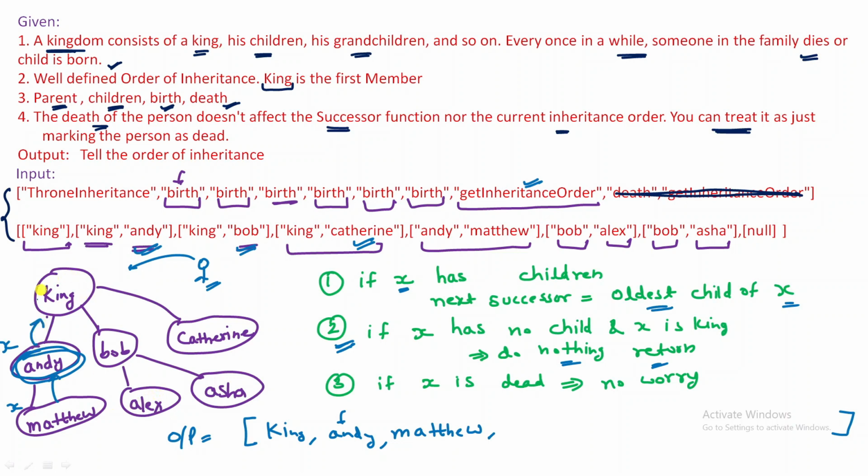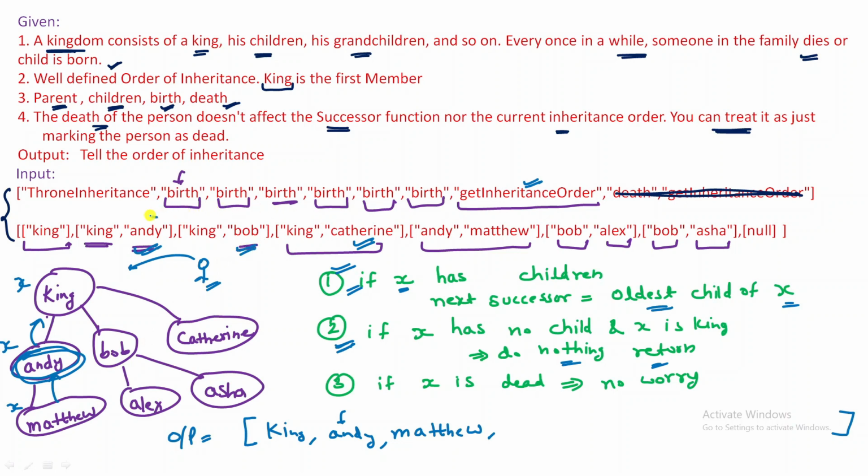Then we came to the king. Now again the same question will be asked: this is now X, does X have children? Yes, X has children, Bob and Catherine. So who will be the next king out of Bob and Catherine? Who is the eldest? The eldest child out of Bob and Catherine is Bob.